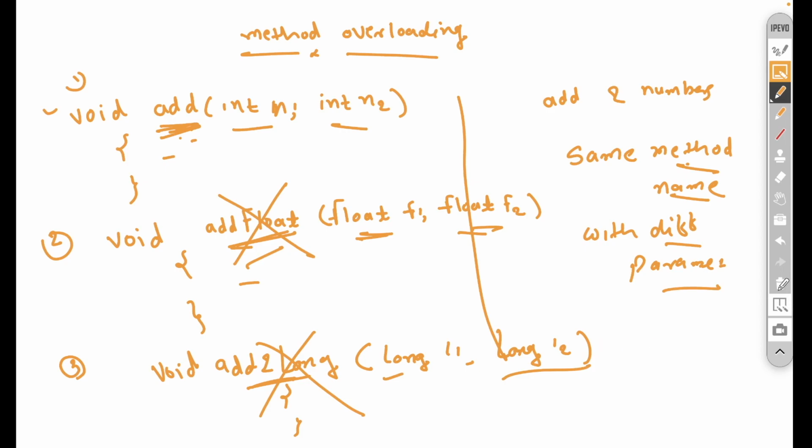For example, if I just delete this, and create one method, let's suppose void add, then I will pass two parameters, int n1 and int n2, and here I will add. Now I will overload the same method. How to overload? Overload means the same method name, so here also I will use the same method name. The only thing is that you have to use different parameters.